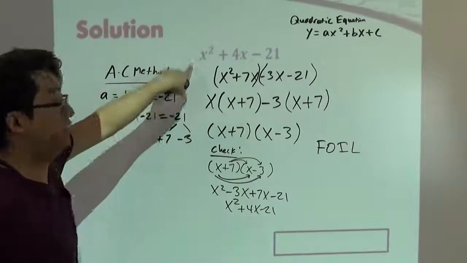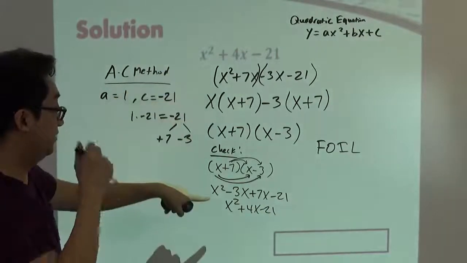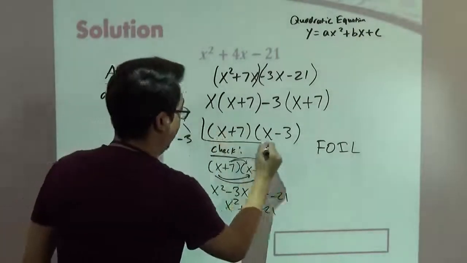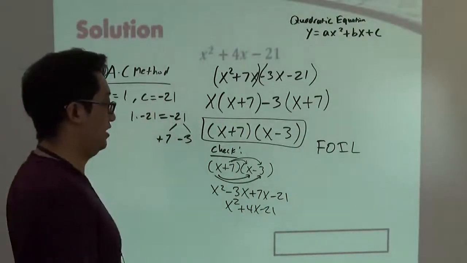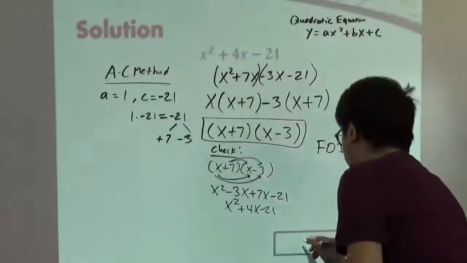So if you notice, that's our original expression here. So it tells us that this x plus 7, x minus 3 is the factored form of our quadratic equation. Right down here.